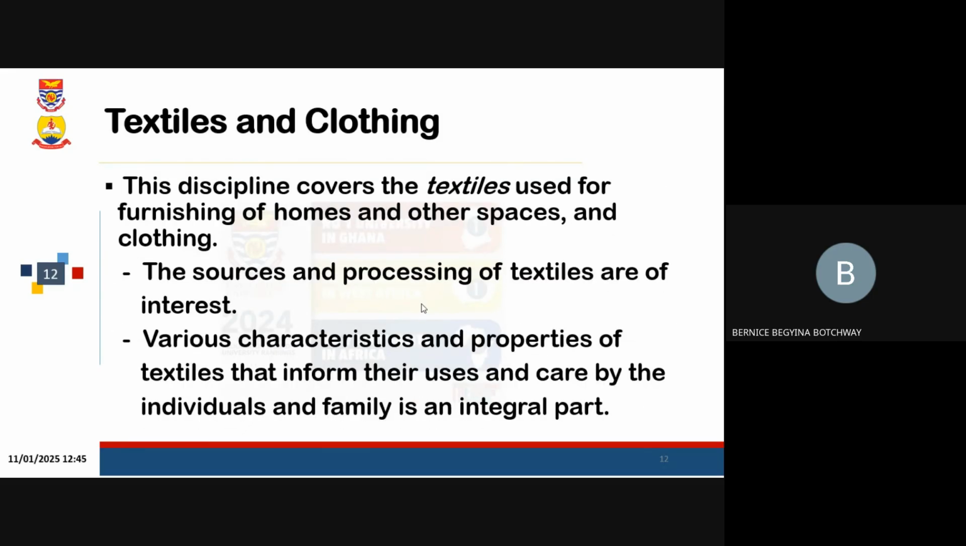And then when it comes to clothing and textiles, our clothing and textile students will testify that this aspect deals with everything about clothing, everything about textiles. So you learn what clothing is, the uses of clothing, how clothing communicates to the next person. If you wear black, what does it tell the next person looking at you? If you wear white, what does it tell the next person looking at you?